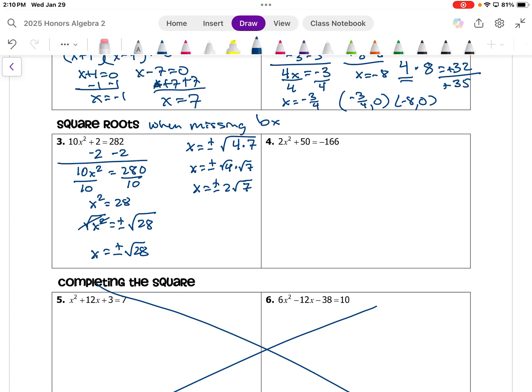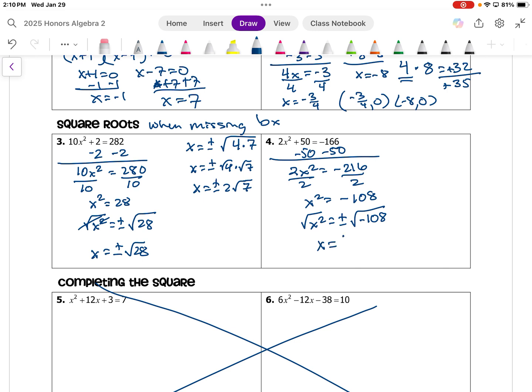So on the next one, I'm going to subtract the 50. I get 2x squared equals negative 216. Divide both sides by 2. X squared is equal to negative 108. And then this is where we get ready to stop. When I square root both sides, some of you didn't stop.